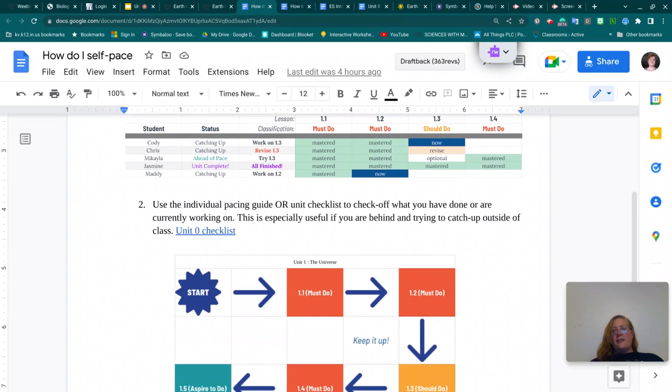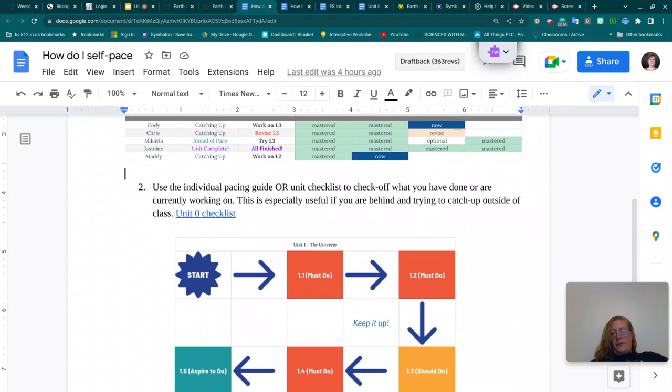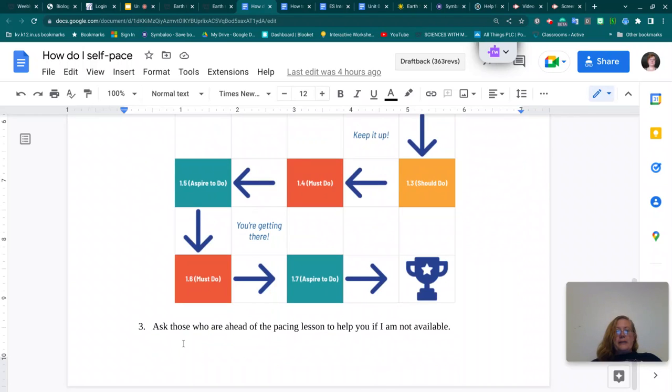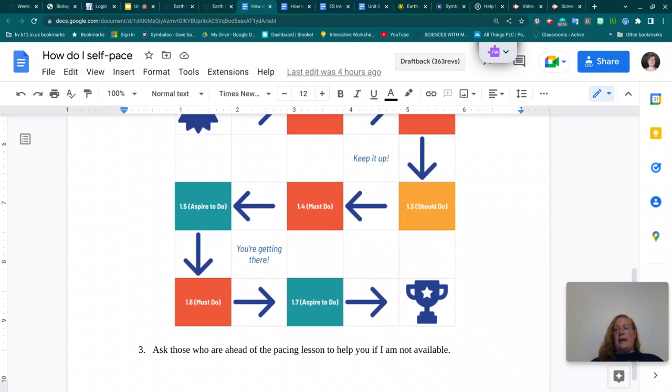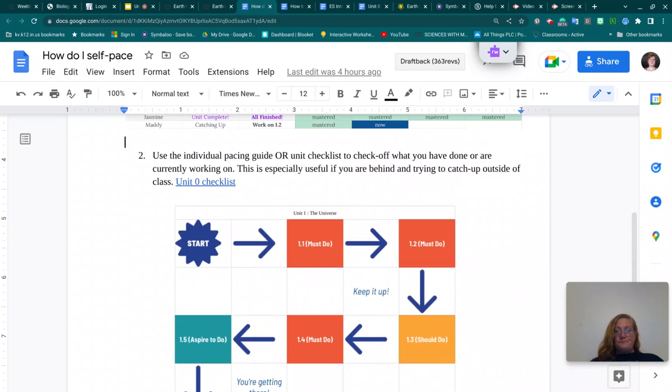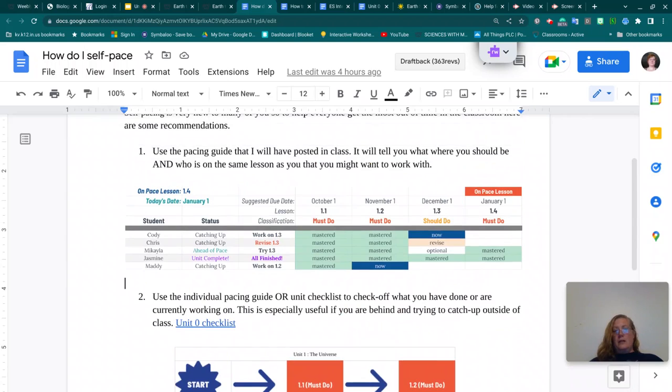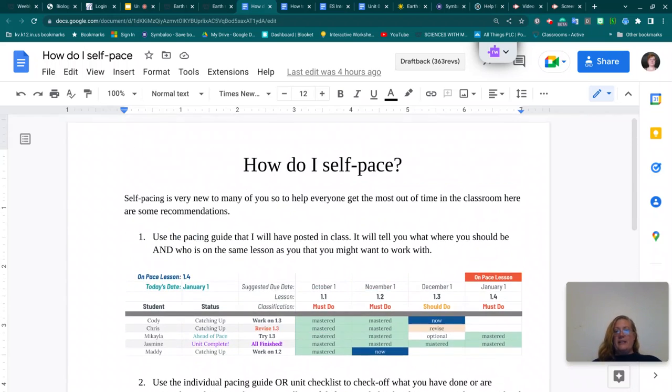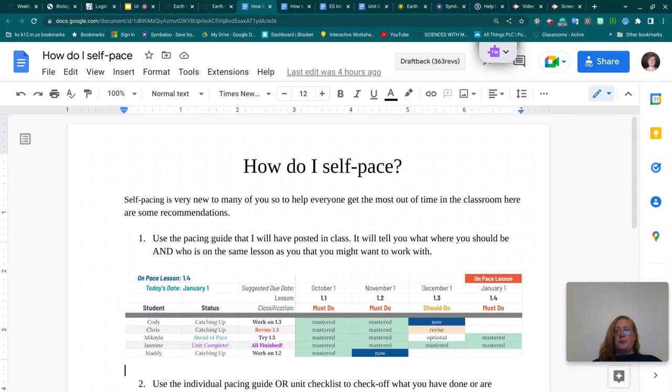Will all lessons be one day? No, but that just happened to be the way it worked out for unit zero. And three, ask those who are ahead in the pacing lesson to help if I'm not available. So like if I'm busy with helping someone else, don't feel that you are absolutely stuck. Ask, right? Ask somebody, whether it be me or if Miss Myers is there that day. Ask someone to help you out.